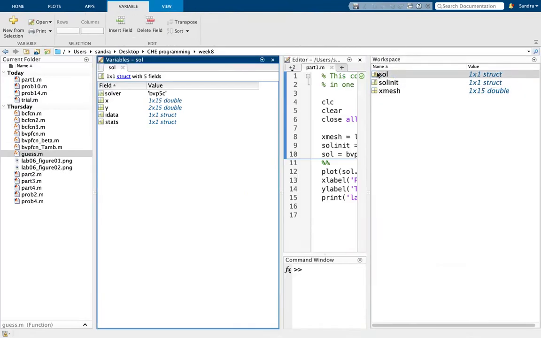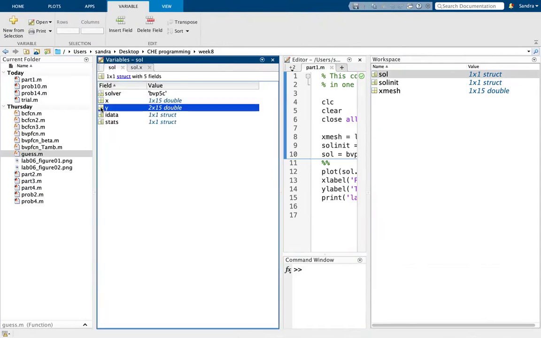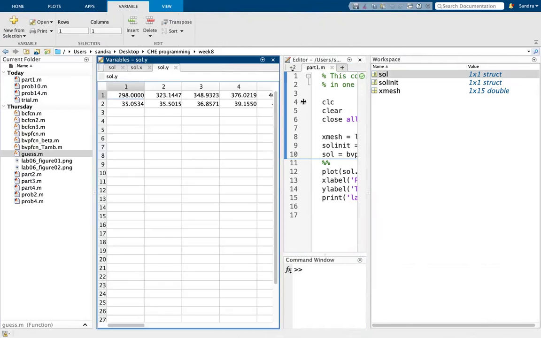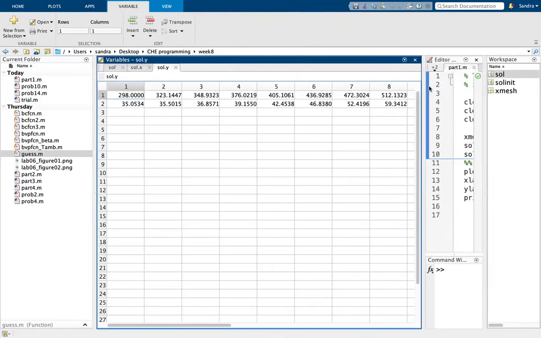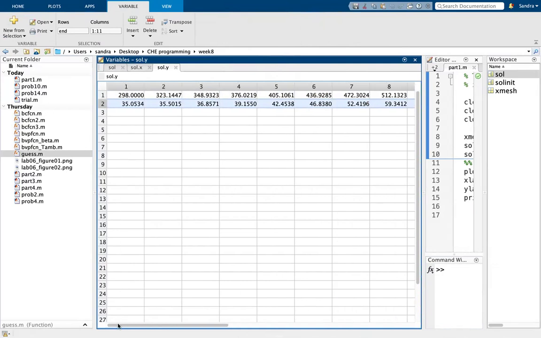And again, SOL is a structure. Here you'll see the X values, which is nothing but the mesh I gave earlier, and I have the Y value, which is the solution. If you see the Y value, the first row that you get will be the temperature, and the second row will be the temperature gradient. One thing you should always ensure, just for your understanding that the solver is giving the right answer, is to check that the boundary values given to you are right.